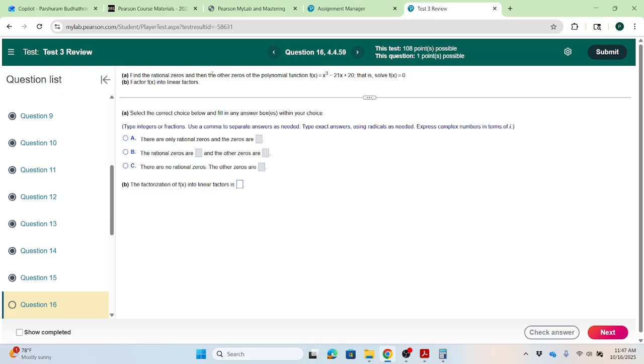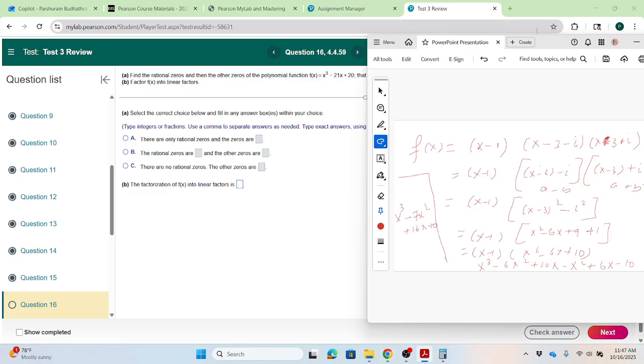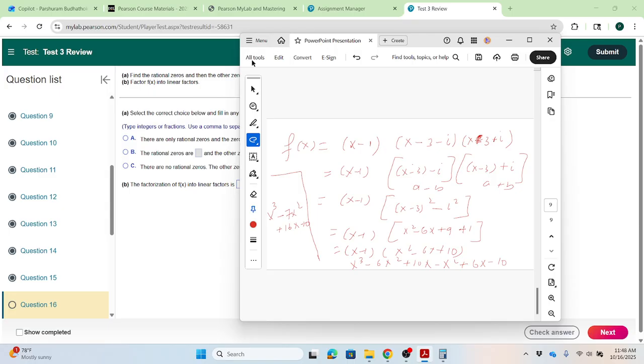Find the rational zeros and then other zeros of the polynomial function. So we can use the rational zero theorem for finding the potential zeros.